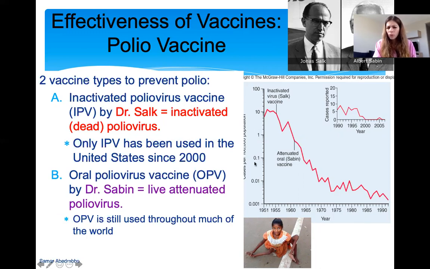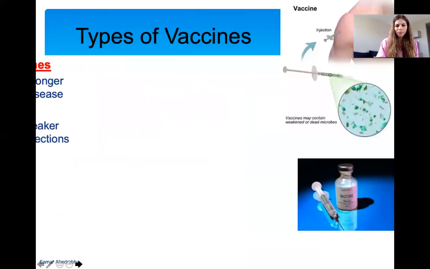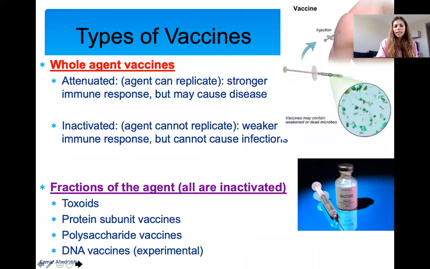And when we look at the cases of polio over time, over 50 years, we see that the virus cases have tremendously gone down with the vaccine. So we have Dr. Salk, who has the inactivated polio virus used in the US, and Sabin, which has the live attenuated polio virus. There are different types of vaccines, and we're going to talk about all of them.